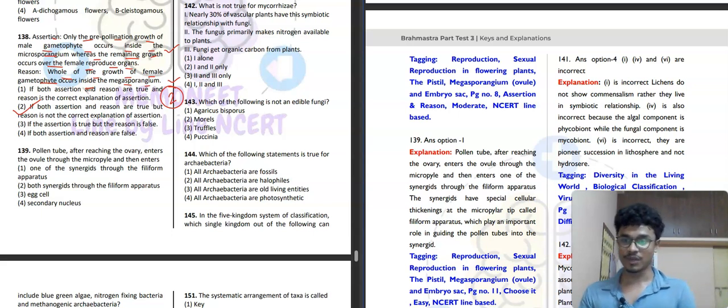Okay, so 139, it is saying that the pollen tube after reaching the ovary enters the ovule through the micropyle and then enters one of the synergids through the filiform apparatus. So the first option will be our correct answer, that is, one of the synergids through the filiform apparatus. If we correctly look at the diagram of the embryo sac, it is also correctly given. So the first option will be our correct answer for this question.